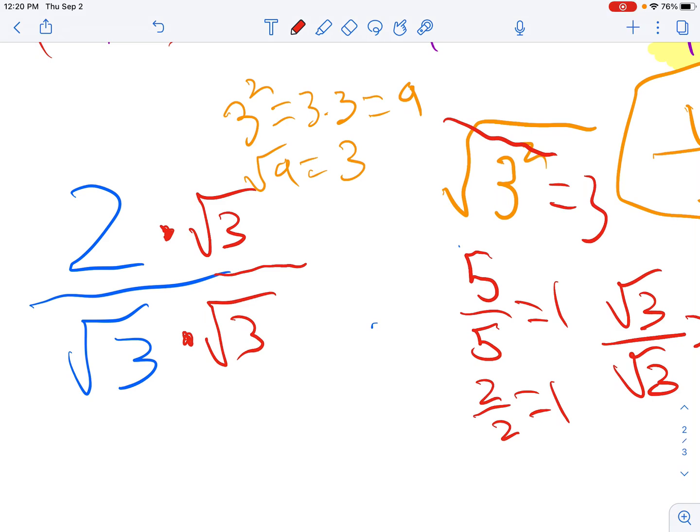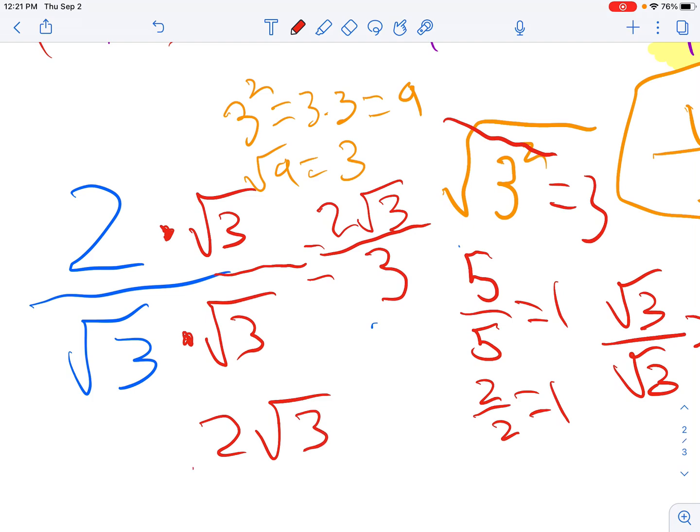That's an identity in math, that if we multiply by 1, we're still going to get the same answer. Square root of 3 over square root of 3 is a version of 1. And then, like we just talked about, square root 3 times square root 3, they undo each other, okay? They're canceling each other out. So all we're left with is a 3 on the bottom. 2 square root 3 over 3.